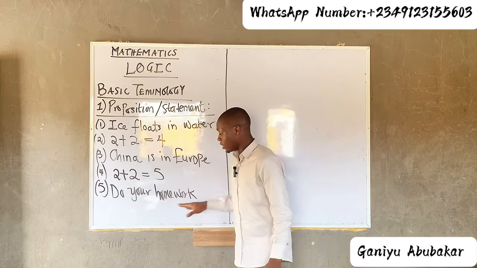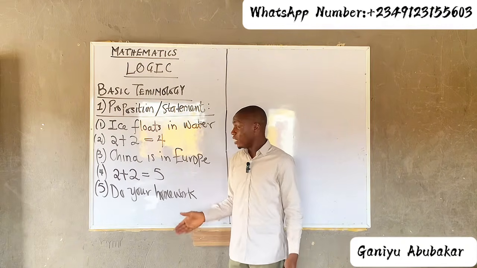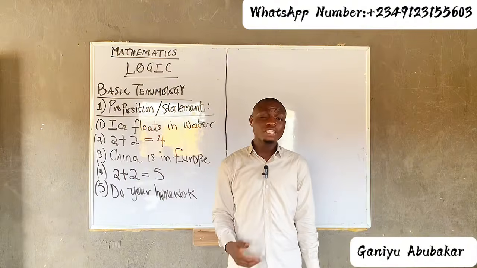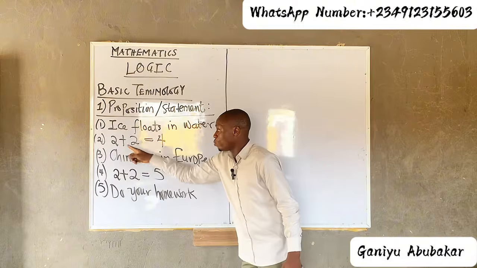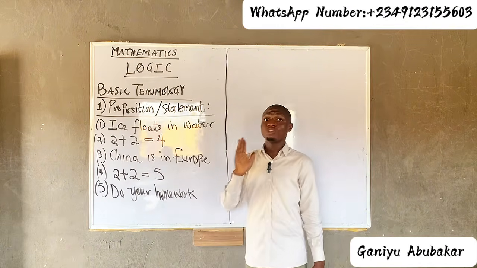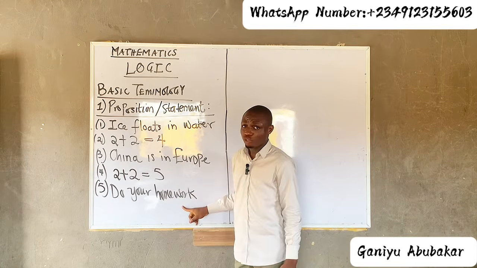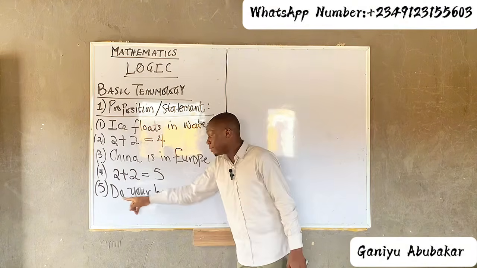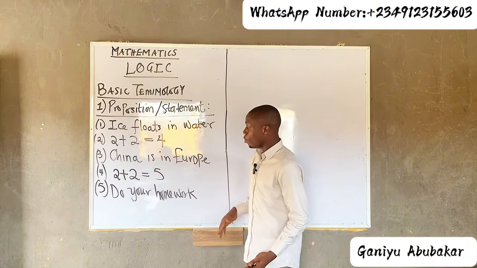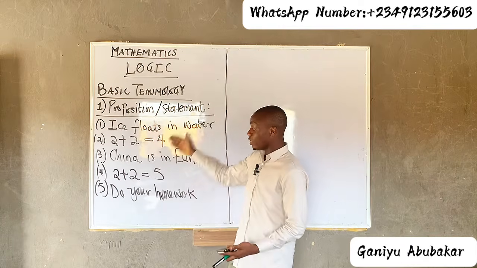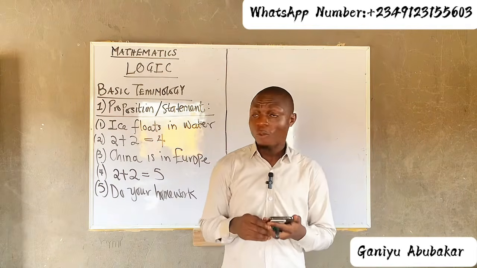For this do your homework, I cannot assign either true or false. If I ask you to do your homework, that does not mean that you reply true or false. It doesn't make sense. But if I ask you 2 plus 2 equals 4, true or false, you tell me true because it's clear that 2 plus 2 is 4. But for the homework statement, you can't assign either true or false, so it is not a propositional statement. So let's look at number two.